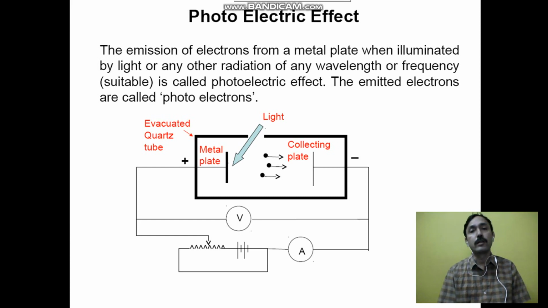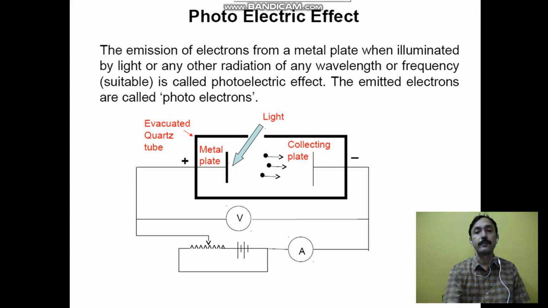The emission of electrons from a metal plate when illuminated by light or any other radiation of any wavelength or frequency is called photoelectric effect, and the frequency must be a suitable frequency. The emitted electrons are called photoelectrons.